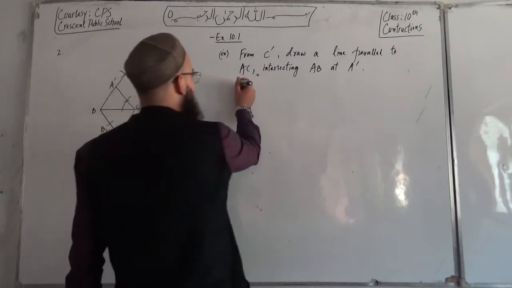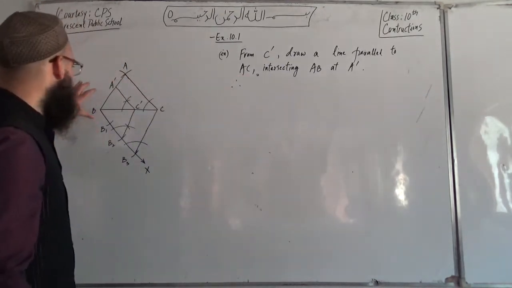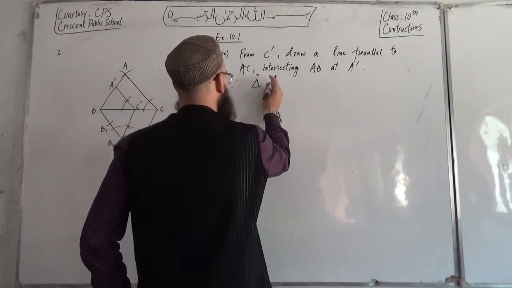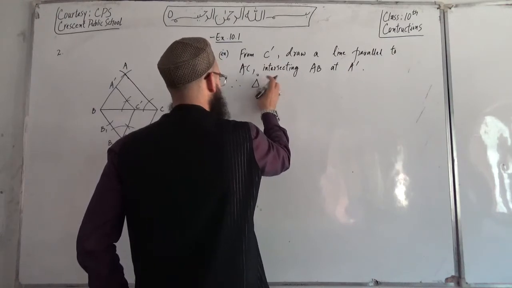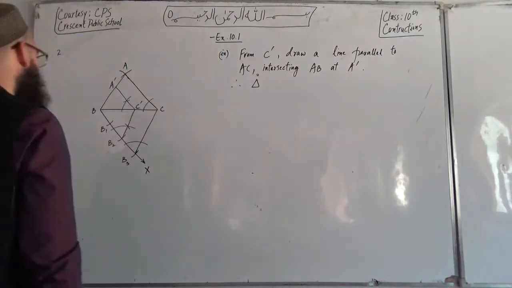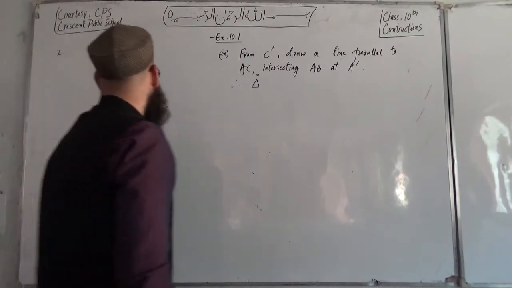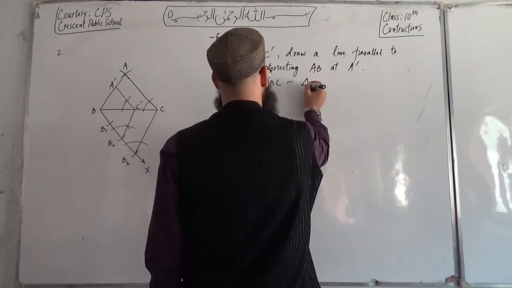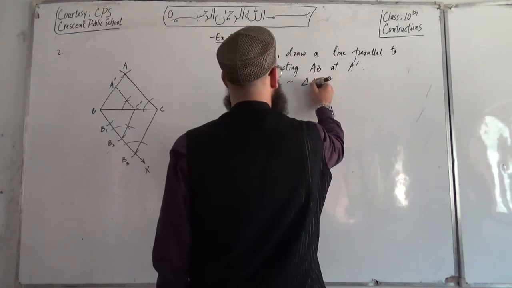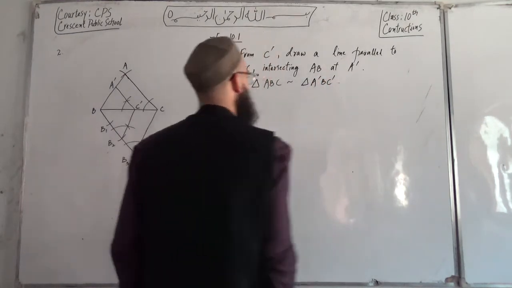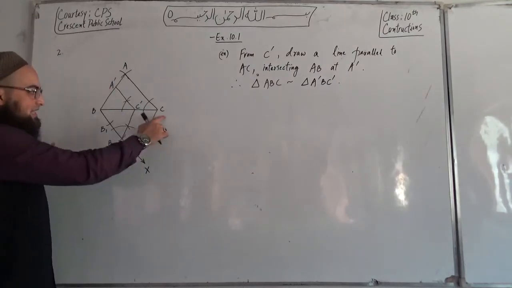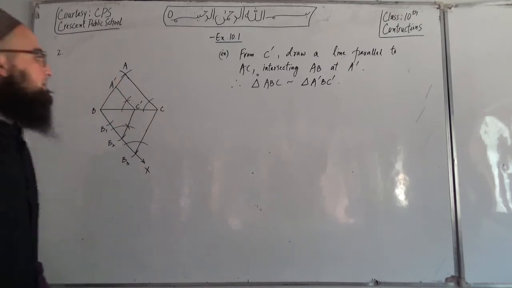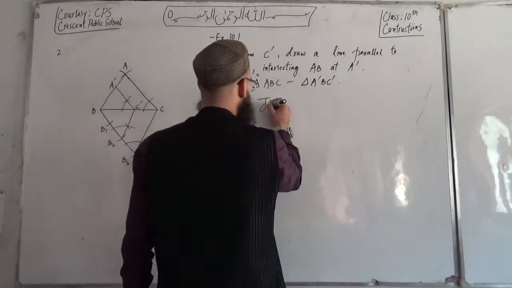Your turn. Therefore, what you did: triangle ABC is similar to triangle A dash B C dash, because this is also a triangle. So that's it. And let us justify our case.